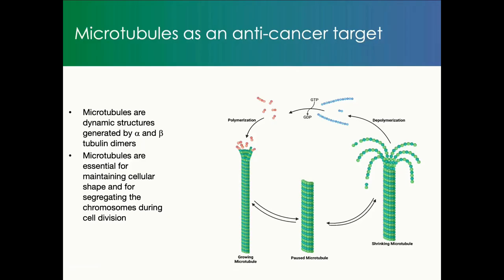Now, I want to switch gears to talk about another application, and we also use these cell models to study the microtubule dynamics. Microtubules are essential for maintaining cellular shape and for segregating the chromosomes during cell division. So the microtubules have been a good target for developing novel anti-cancer drugs. So we wanted to explore if these cells were good to do live cell analysis to detect novel microtubule polymerization inhibitors.